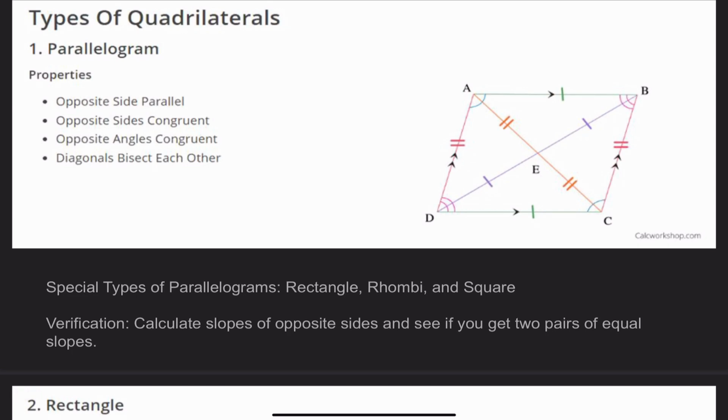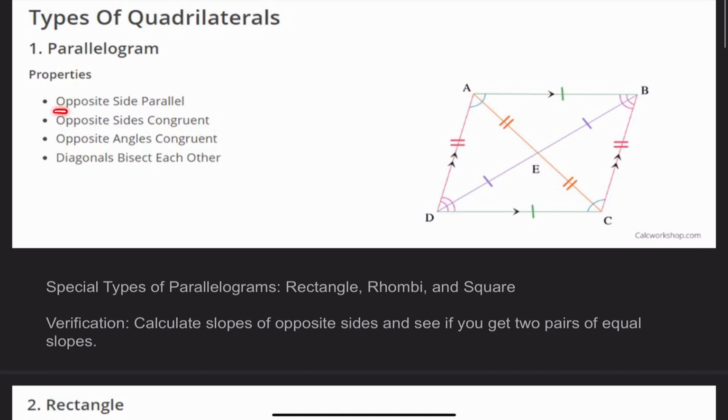Y'all, welcome. We are going to do a recap over all the properties and theorems that we've discussed in Unit 6. So, we've got types of quadrilaterals here. I want to begin with the parallelogram, okay? Parallelogram, that's the basic thing. If you understand what a parallelogram is, you're going to understand a lot of the things that we have talked about, okay? Parallelogram. Basic properties.